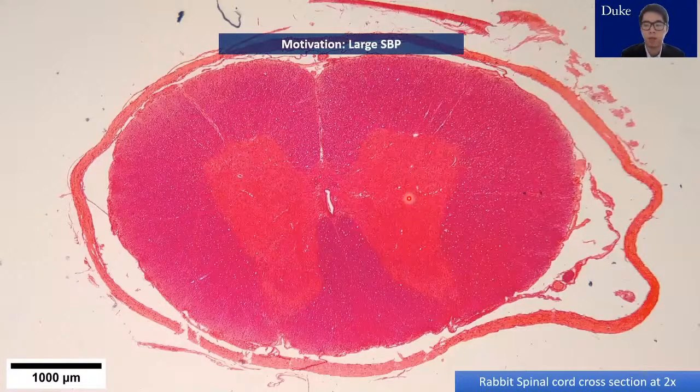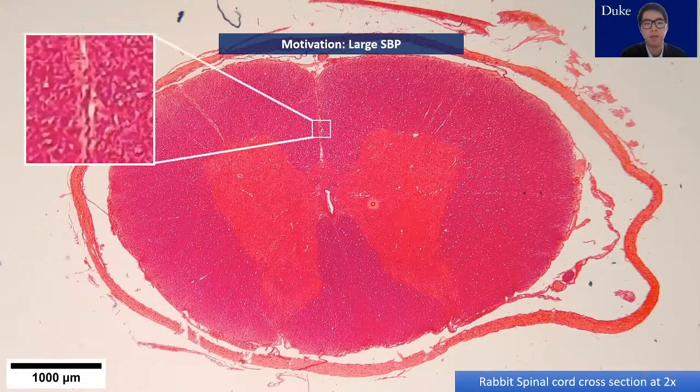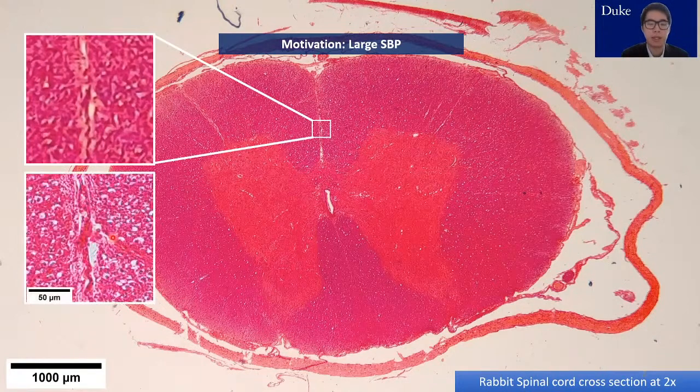This is an image of a rabbit spinal cord cross section at 2x magnification. We can see it has a really large field of view. However, if we zoom in on a specific region, the resolution is relatively low. If we want higher resolution, we can simply swap the objective to 40x, but then we are sacrificing the field of view. So is there any method that can give us both a very large field of view and high resolution? This is our first motivation.